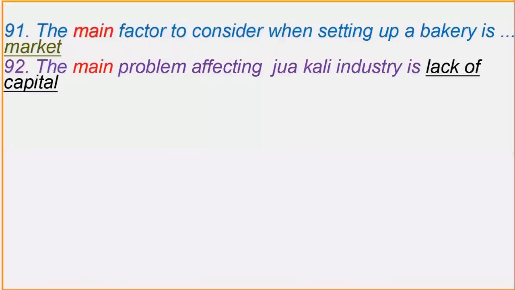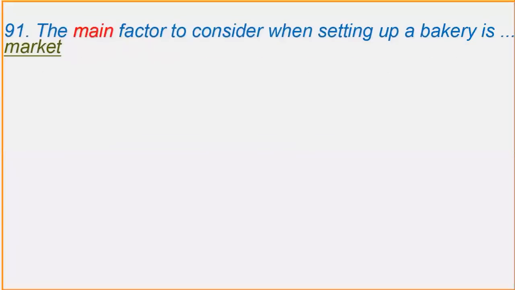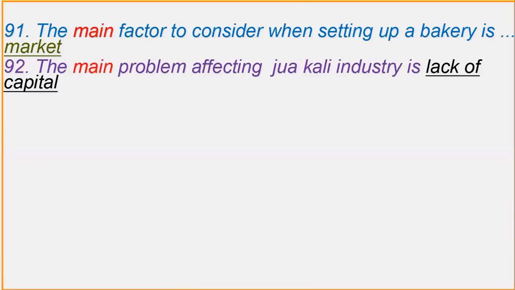Number 92. The main problem affecting Juakali industry is, the answer should be lack of capital. We know that Juakali industries are mainly started to generate job opportunities, to create employment. So if you do not have capital to start, that's the main or the largest challenge you face.